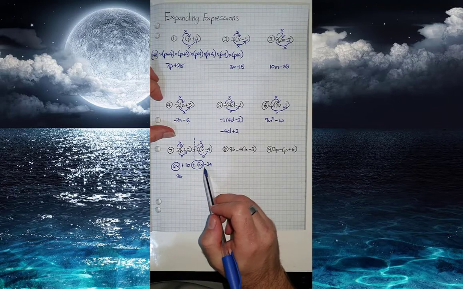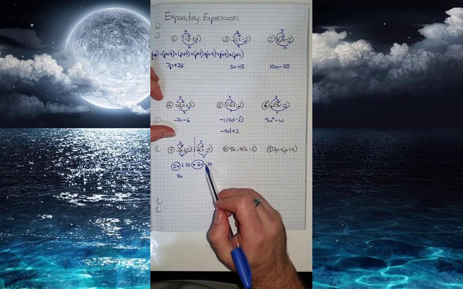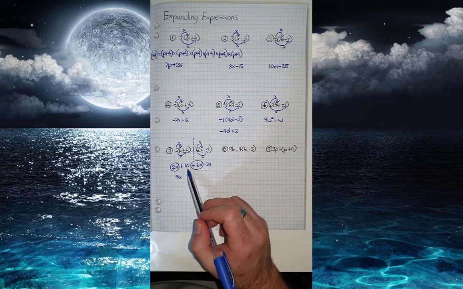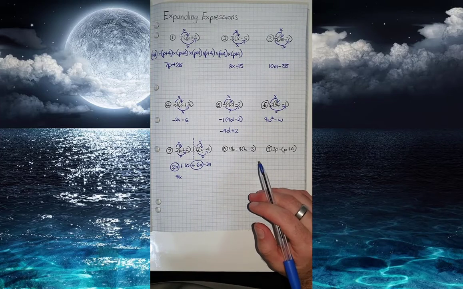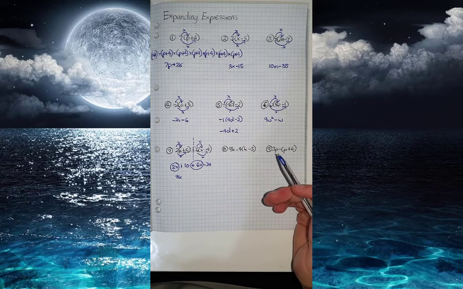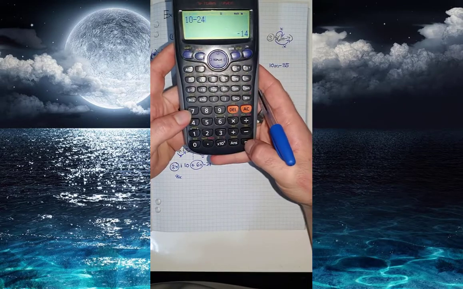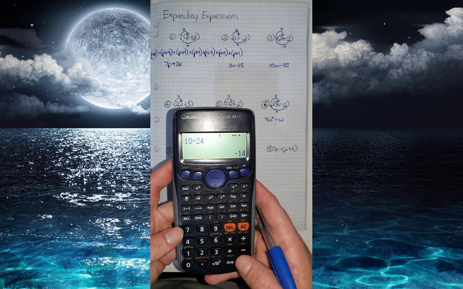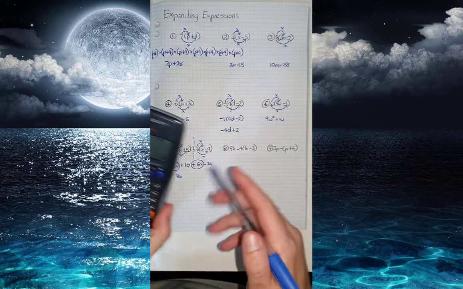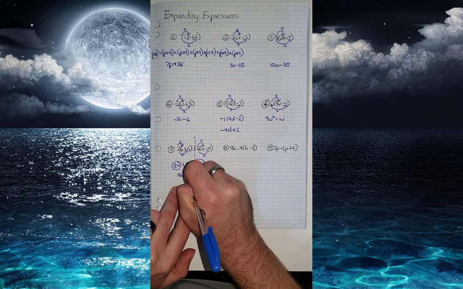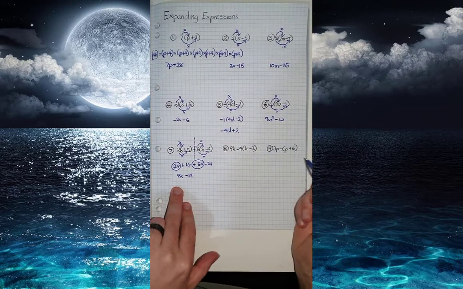Now 10 minus 24. We've got a positive here, so we're shifting it more towards 0. If we're thinking about a number line, the other way you can work this out is by going like this. 10 minus 24 equals minus 14. It's very important to get this sign right.